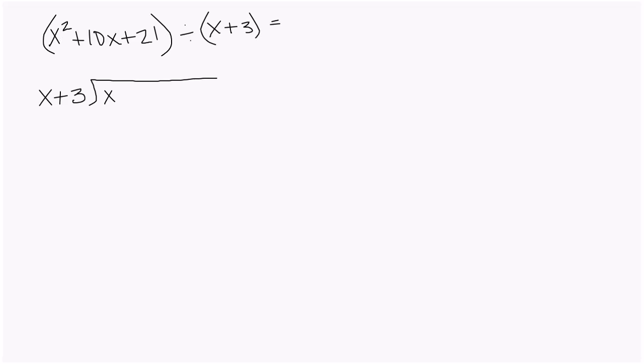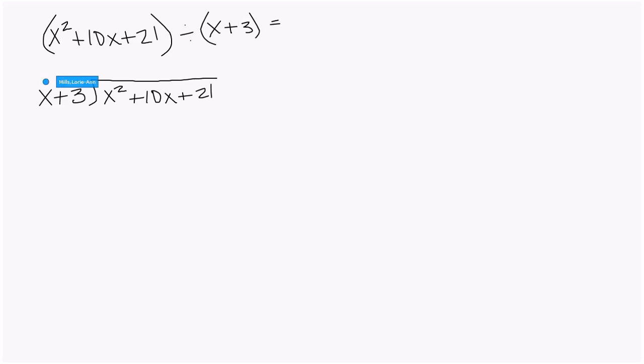So when you're dividing polynomials, you might get something like this: x squared plus 10x plus 21. So there's a second degree polynomial, and we're going to say now divide that by the binomial x plus 3. How do we do that? Well, I'm going to show you how to do this using long division. x plus 3 is my divisor, and x squared plus 10x plus 21 is what I'm dividing.